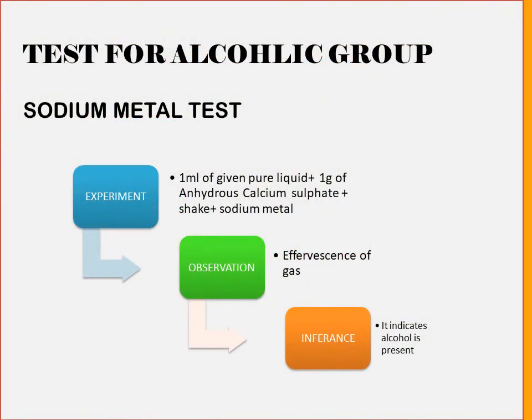Test for alcoholic group. The first test for the identification of the alcoholic group is the sodium metal test. Take about 1 ml of the given pure liquid in a dry test tube. Add about 1 gram of anhydrous calcium sulfate and shake well to remove water. Filter the liquid into another clean dry test tube and add a small piece of sodium metal. A brisk effervescence due to the evolution of hydrogen gas indicates an alcoholic group.